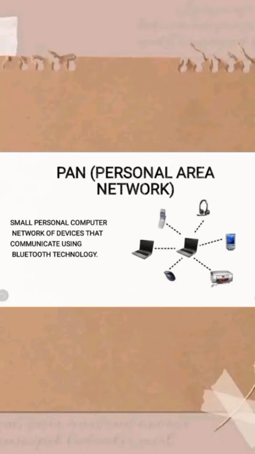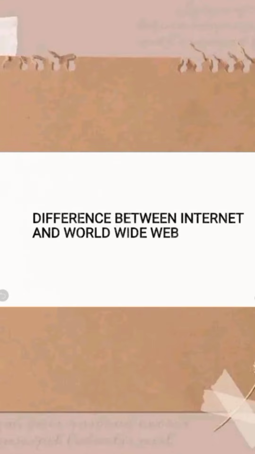Then, PAN, Personal Area Network. Personal Area Network is a small personal computer network of devices that communicate using Bluetooth technology. I know you are all familiar with the sound system that has Bluetooth. That is an example of PAN. So as you can see, our earbuds, we can connect them through Bluetooth to our phone. So that is PAN.